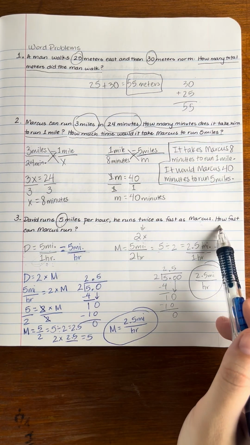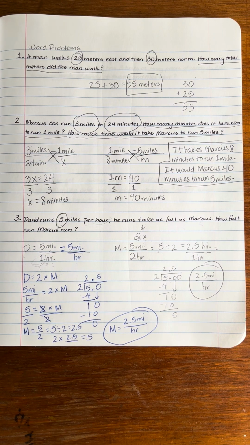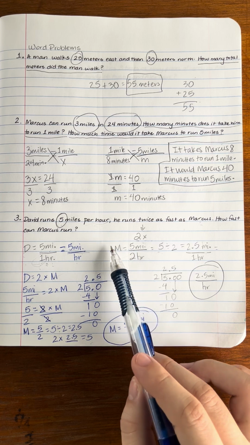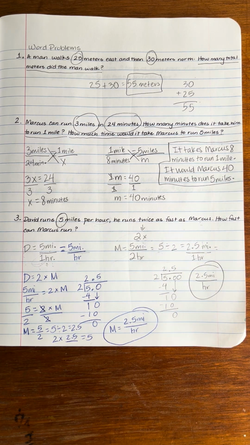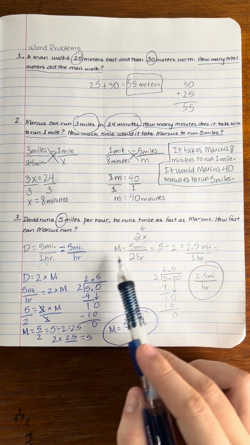So now the question is asking us, how fast can Marcus run? Okay, well, just thinking about this logically, without doing any math, we know that the answer is going to be less than 5 miles per hour because David runs faster. How much? He runs twice as fast, okay? So here, this is what happens when we think about it logically, which I don't expect elementary school students to know because this is kind of a convoluted and confusing way, but I'm going to try and explain it multiple different ways. So I have M for Marcus here, okay?